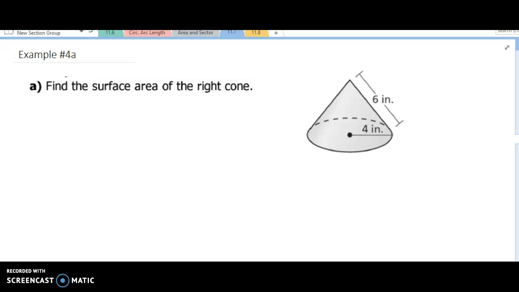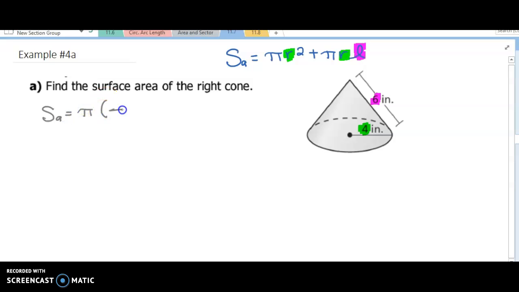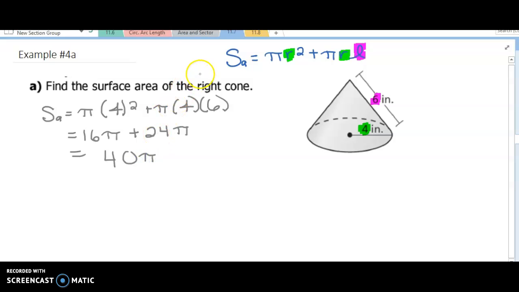All right, so let's look at this example. We want to find the surface area of a right cone. So surface area equals pi r squared plus pi r times slant height. If I look at this, my radius is 4, so my r goes there, and there's my 4. And my slant height is 6, which goes right there. So if I write this out, my surface area is pi times 4 squared plus pi times 4 times 6. So 4 squared times pi, 16 pi, plus 24 pi, and 16 pi plus 24 pi is just 40 pi, and we're talking about surface area, which is in fact area, so it would be in inches squared.